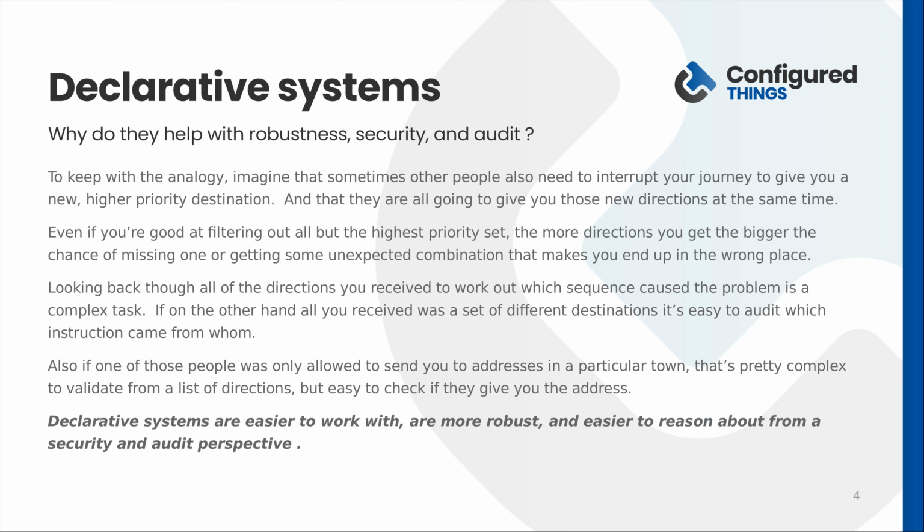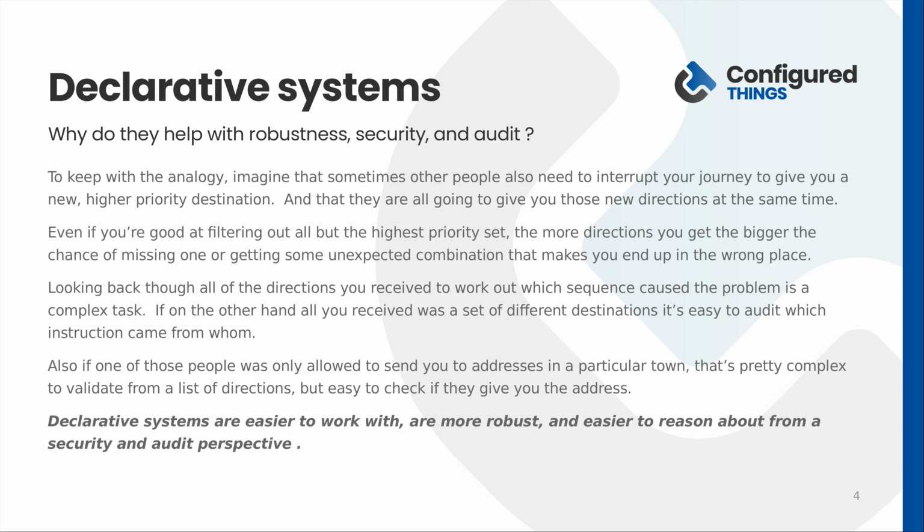So great, it's easy to work with, but why does that help with robustness and security and audit? Well, keeping the analogy going, imagine that actually there are several people that need to interrupt your journey and each of them is able to give you different higher priority destinations to go to. And then all of those new directions, those new instructions, are going to arrive at the same time. And this is the kind of complexity we actually see in complex distributed systems with several different stakeholders. So even if you're good at filtering out all but the highest priority set of new directions you've been given, the more different directions you're getting, the bigger the chance of missing one or getting some unexpected combination that makes you end up in the wrong place.